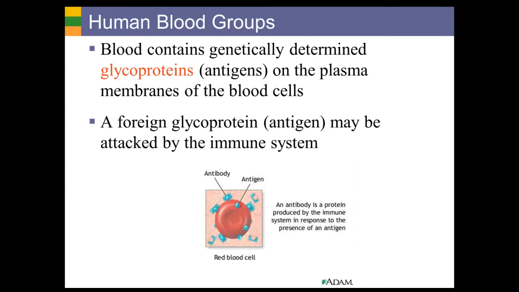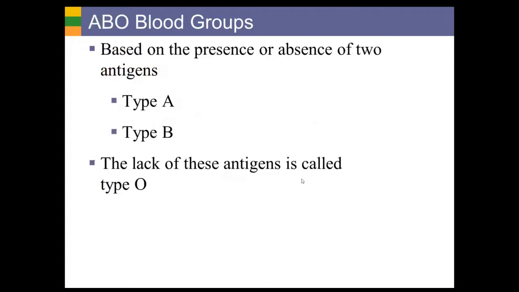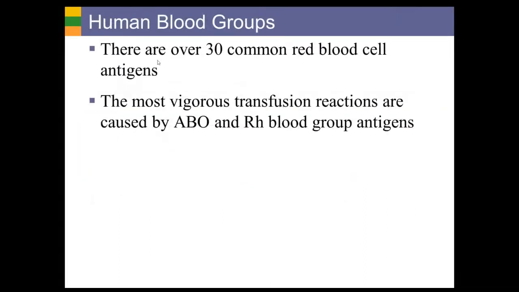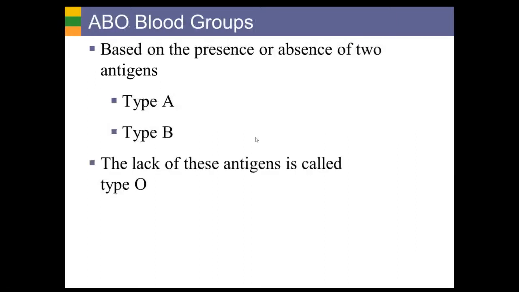So you have all these antigens on the outer surface of your plasma membrane. As I mentioned, there are over 30 different antigens on a red blood cell. I said 20, but it's actually 30. But as I said, only the ABO blood group and the Rh blood group of antigens are typically responsible for rejection. So those are the two that we focus on.